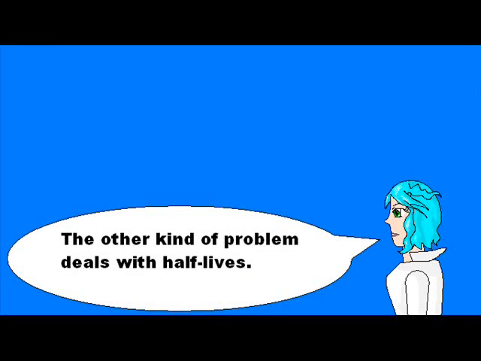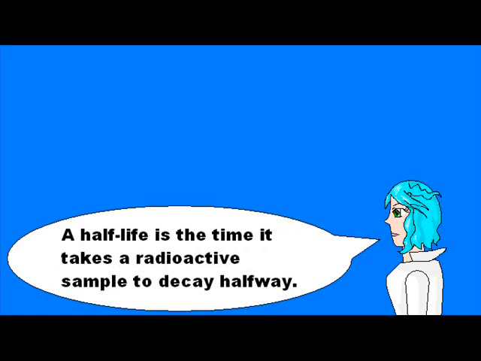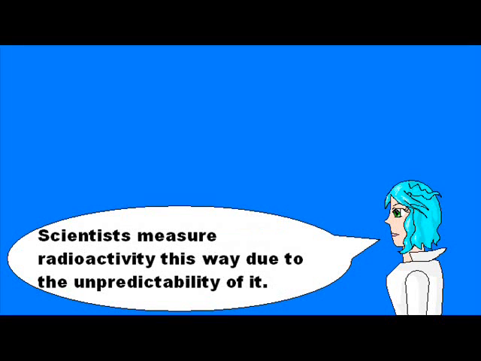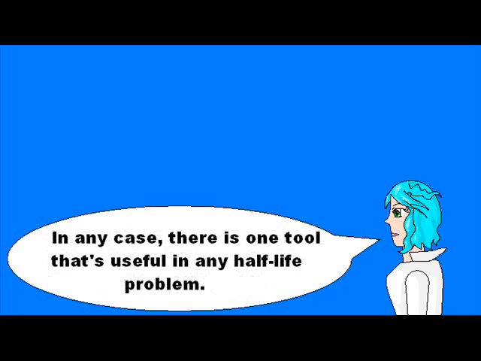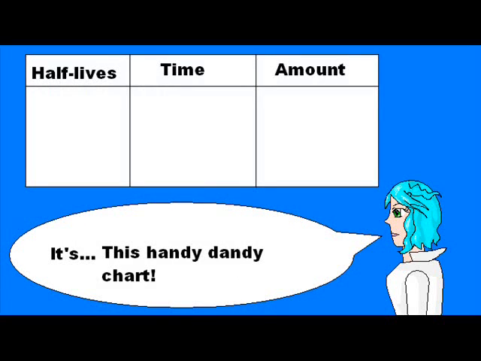The other kind of problem deals with half-lives. A half-life is the time it takes a radioactive sample to decay halfway. Scientists measure radioactivity this way due to the unpredictability of it. In any case, there's one tool that's useful in any half-life problem. It's this handy-dandy chart.